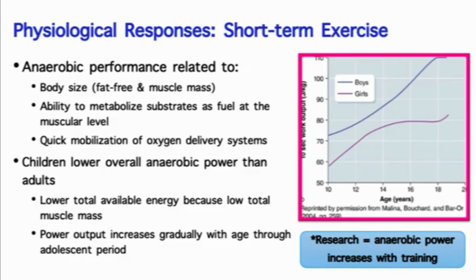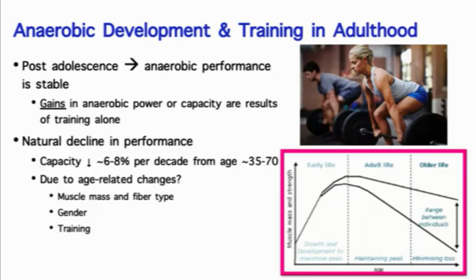So extrinsic factors primarily affecting anaerobic performance are training and diet and exercise. It all comes back to the same things, you guys. I keep repeating myself. If we look at anaerobic development and training in adulthood, so this post-adolescence, usually anaerobic performance is pretty stable. Gains, or any observable gains at least, in anaerobic power capacity are results of training alone.